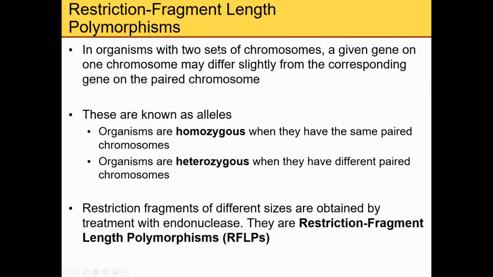And then in an organism with 2 sets of chromosomes, all right, a given gene on one chromosome may differ slightly from the corresponding gene on the paired chromosome. And so these are known as alleles. So it can be homozygous, which means those two are the same, or heterozygous, where the 2 are different. All right. And the restriction fragments of different size are obtained by treatment with endonuclease, and then to see the difference, that will be the RFLP, restriction fragment length polymorphism.